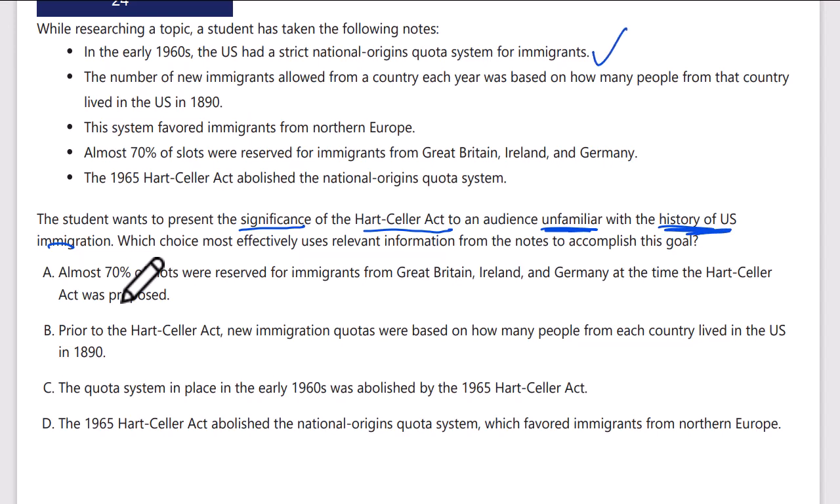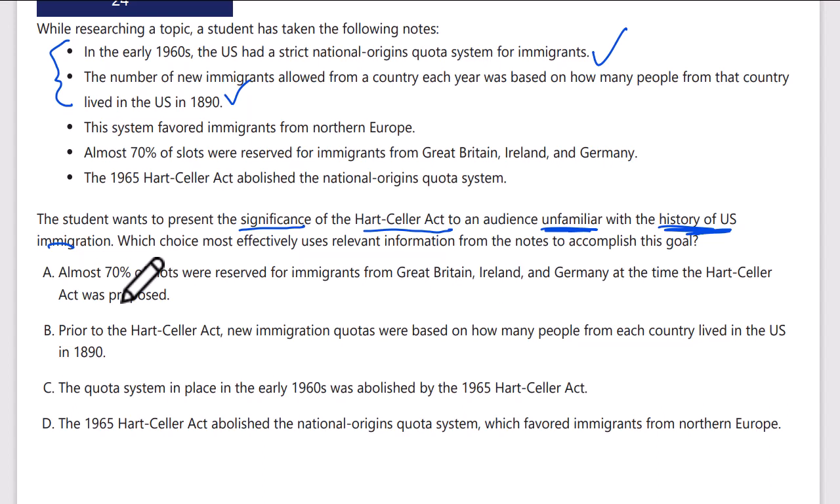This would probably be included. The number of new immigrants allowed from a country each year is based on how many people from that country lived in the U.S. in 1890. Okay, so we probably want to see this background. If they're unfamiliar, we need to make them familiar with that information. And then we want to say, why is the Hart-Celler Act important?